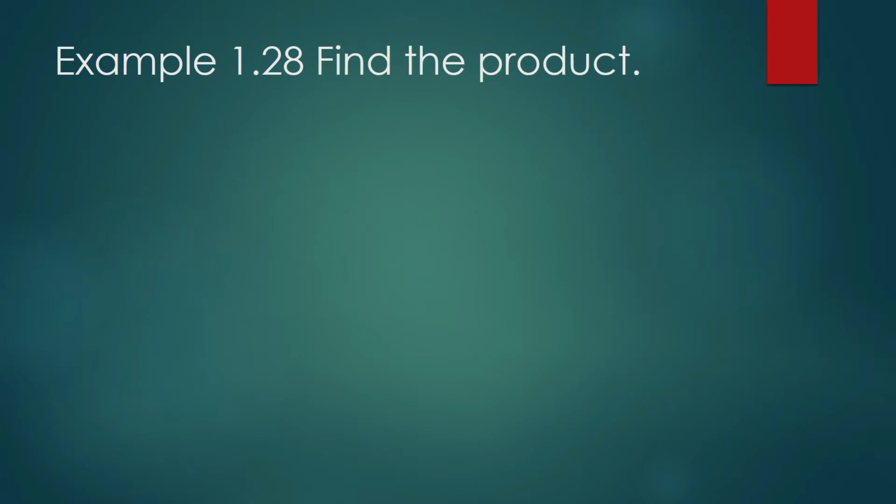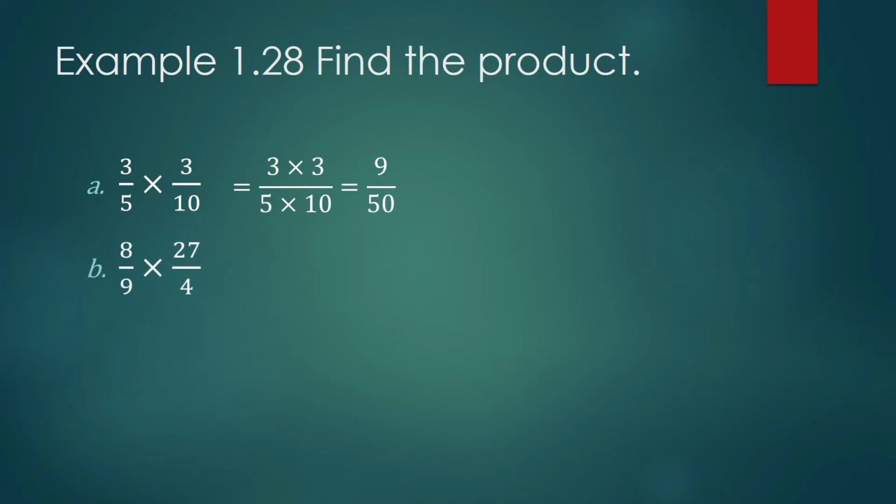Example 1.28, find the product. 3/5 times 3/10. So this is just equal to 3 times 3 divided by 5 times 10. We have no common factors here, so we will just proceed with direct multiplication. It's 9 over 50.